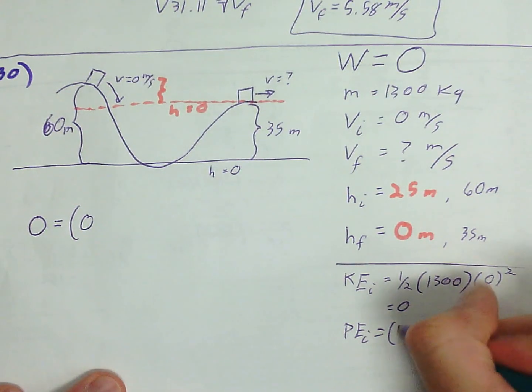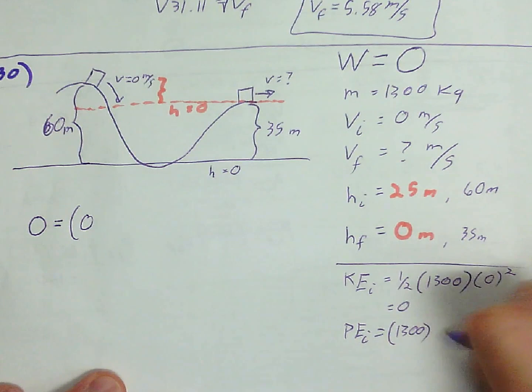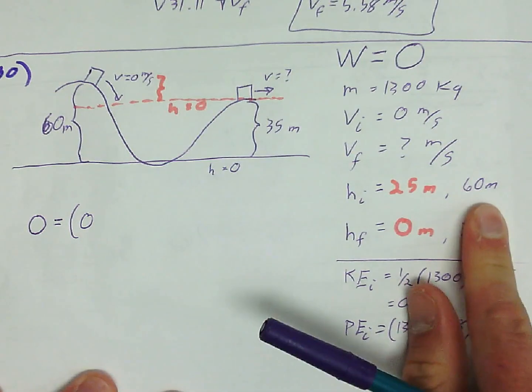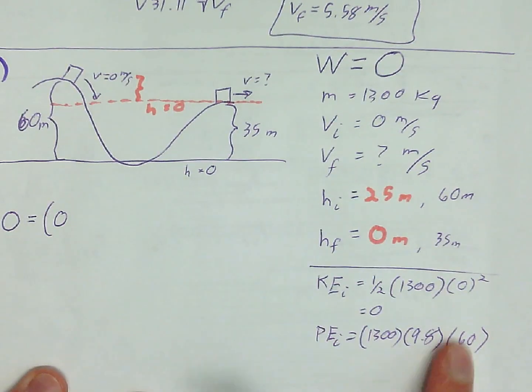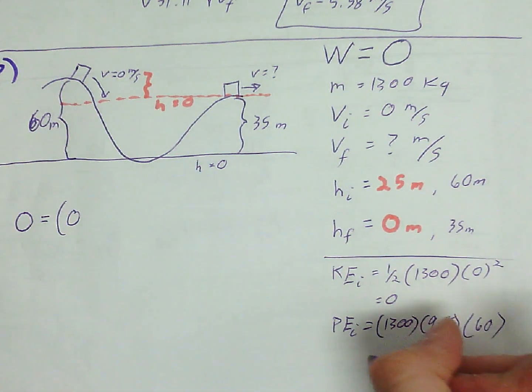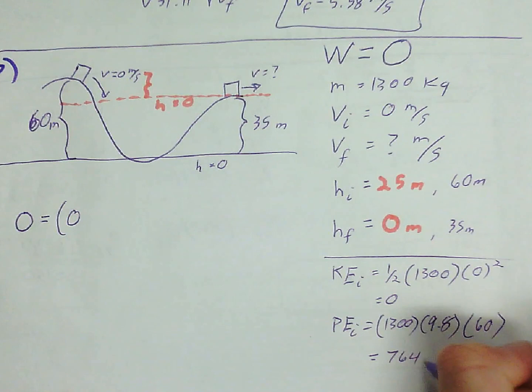So mgh. And again, I'm using my purple numbers here. If I was using the pink numbers, I'd just use 25 instead. Okay, and when I plug that in and solve, I get 764,400 joules.